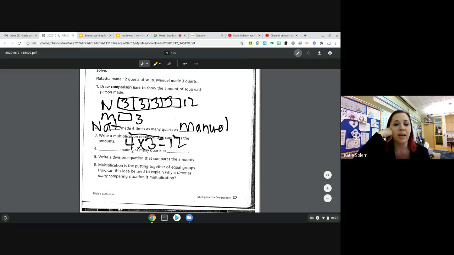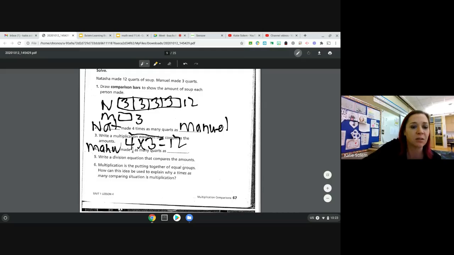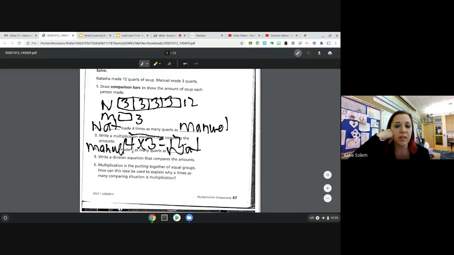Now, if we wanted to look at it the other way, it says blank made 1/4 as many quarts as blank. Well, if you only have a fraction of what the other person has, you have less. So who had less? Manuel had less. Manuel had 1/4 as many as Natasha. Write a division equation that compares the amounts. So just like we did 4 times 3 is 12, we can reverse that. 12 divided by 4 equals 3.